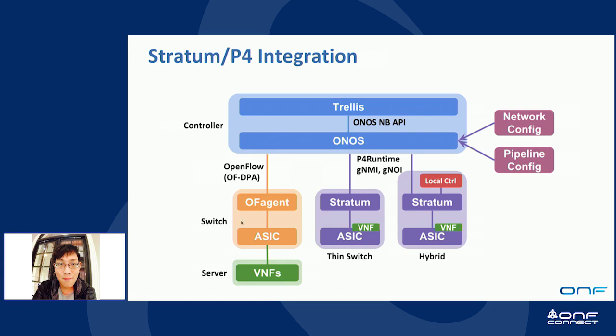Then on the southbound, it uses OpenFlow OF-DPA to talk to the OpenFlow agent on the switch, and then the agent translates that request into a proprietary API and writes the flows and groups onto the ASIC such that the traffic can be passed on the data plane.